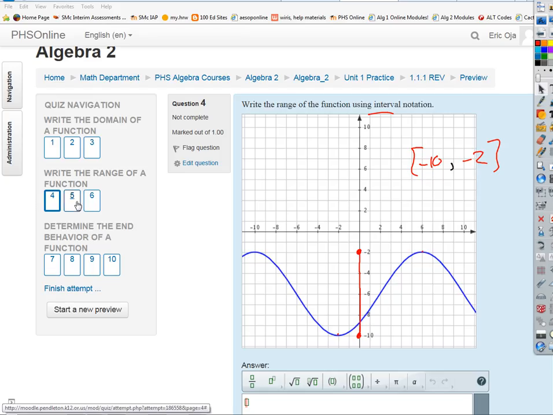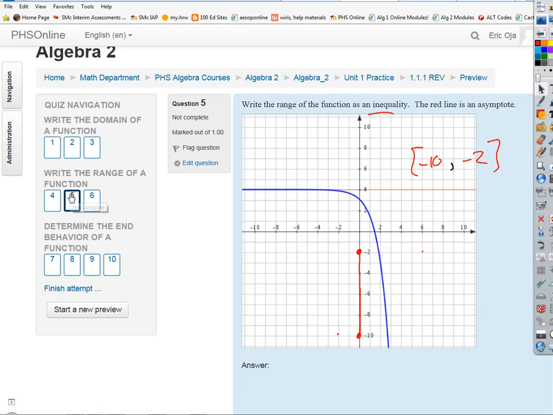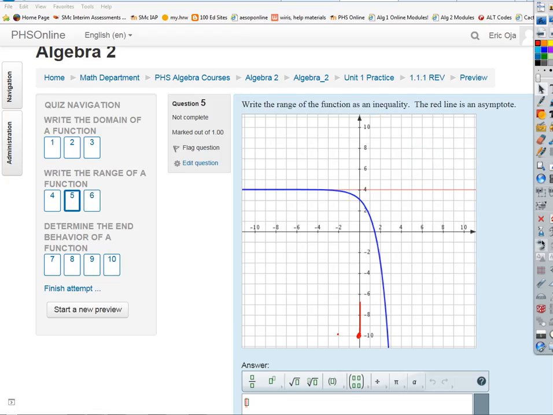All right, so what about, okay, they want this one. Let's do this one. They want this one as an inequality. I want to write an inequality here. So what's the range then? What are all the y values that the ant could stand on?